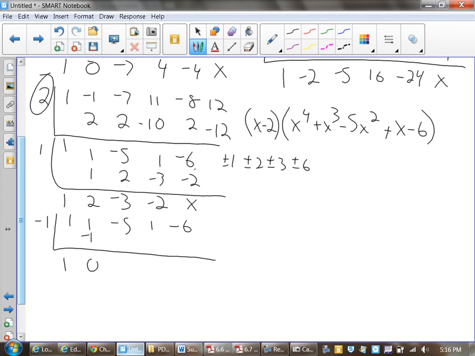Negative 1, negative 1, 0, 0, negative 5, 5, 6, negative 6. Ooh. Check my signs, make sure I didn't mess up. Nope, didn't work. Try 2 again.